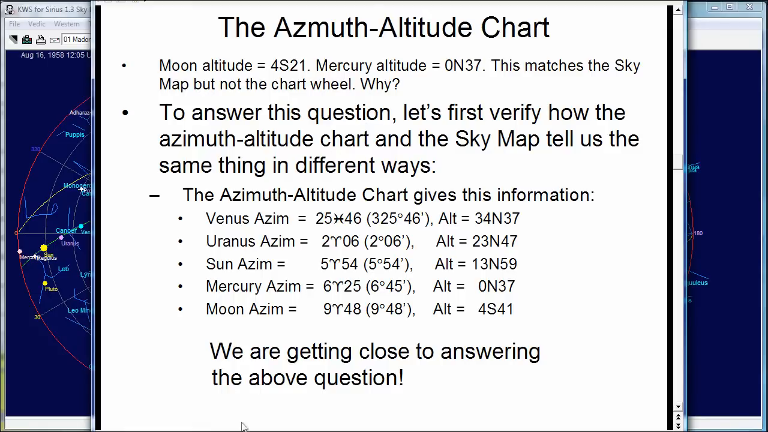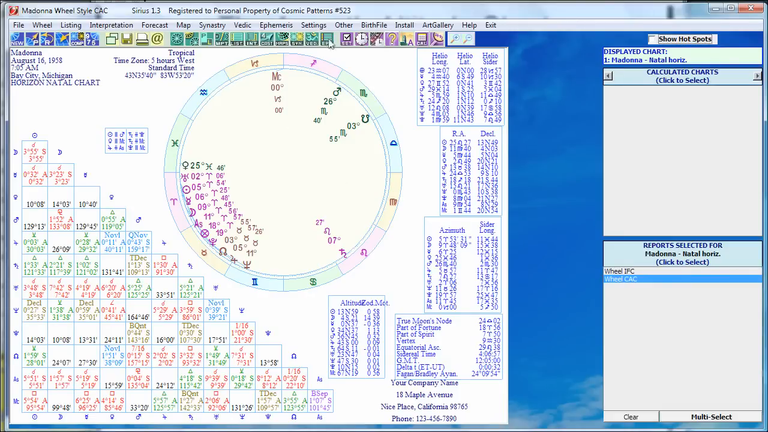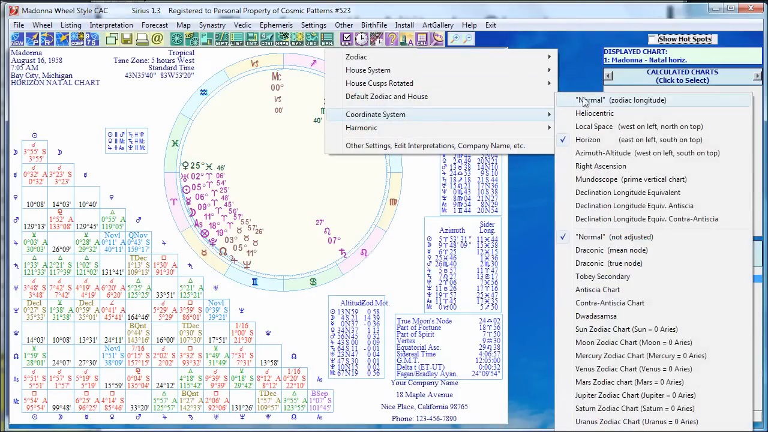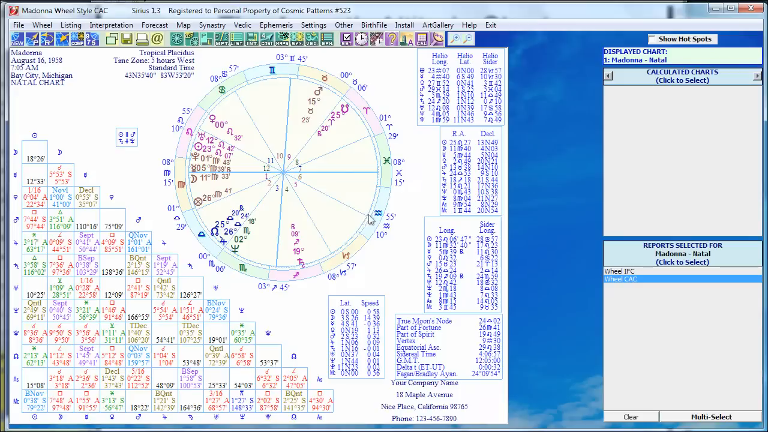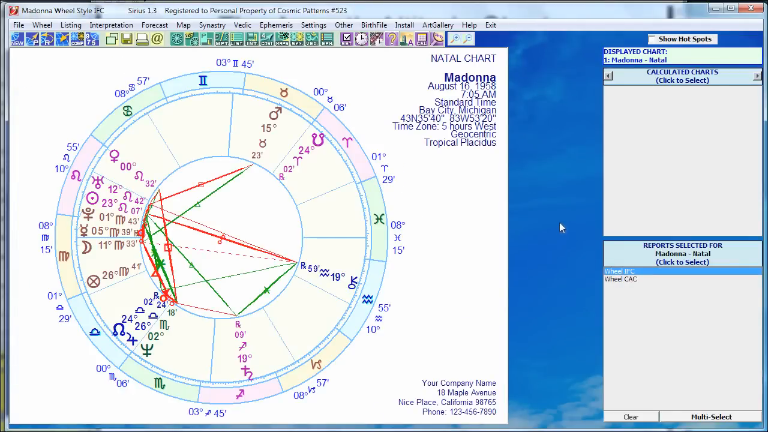Why Mercury, the big question, why? I'm going to go back to settings, coordinate system, normal. See, these are these questions. You want to remove house cusps, and let me go back to this big wheel. It's easier to look at. Why does Mercury look like it's 3 degrees from the ascendant and Moon 3 degrees from the ascendant? As if Mercury rose about 10 minutes ago and Moon rose about 15 minutes ago, when actually Mercury rose only 4 minutes ago, Moon almost a half hour earlier. Why can we not approximate it more exactly? Why does 1 degree not equal 4 minutes?